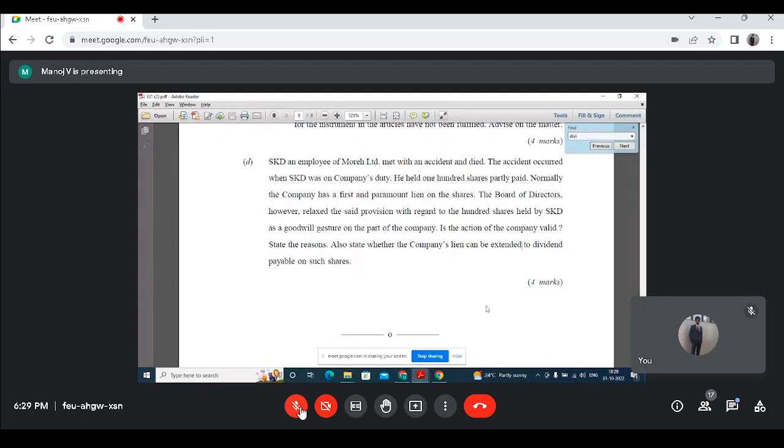Just so you can answer this point number D. Yes, Sidharth, read out clearly. SKD, an employee of More Limited, met with an accident and died. The accident occurred when SKD was on company's duty. He held 100 shares partly paid. Normally, the company has a first and paramount lien on the shares. The board of directors, however, relaxed the said provision with regard to the 100 shares held by SKD as a goodwill gesture on the part of the company. Is the action of the company valid? State the reason. Also state whether the company's lien can be extended to dividend payable on such shares.